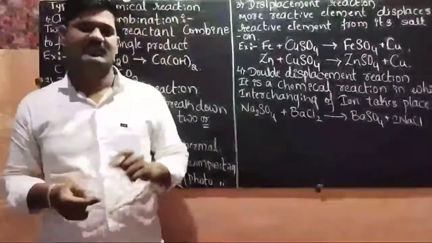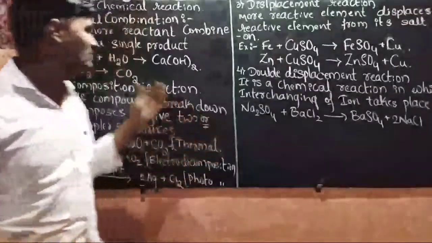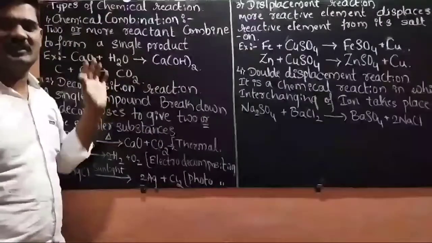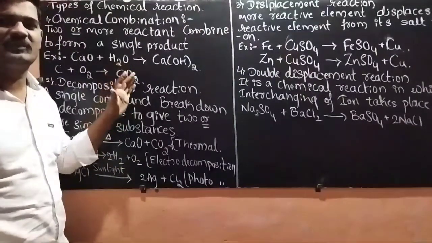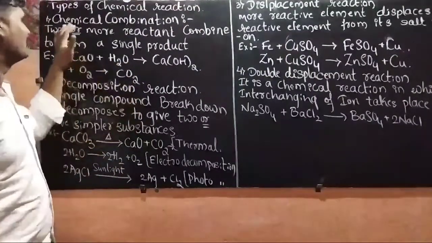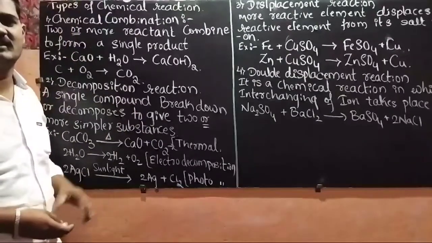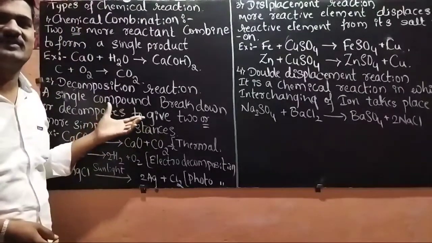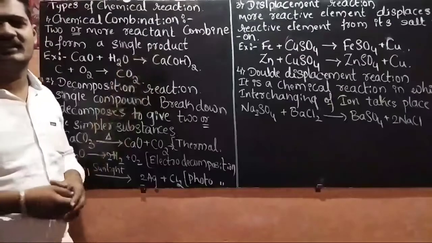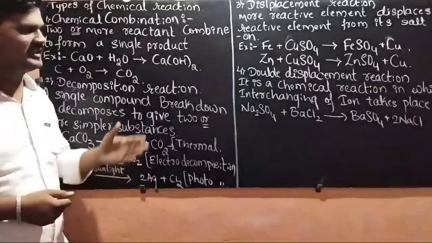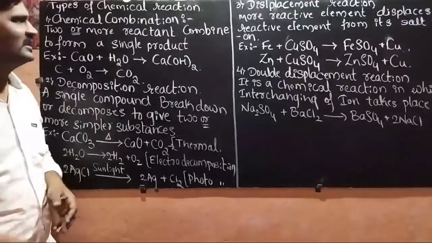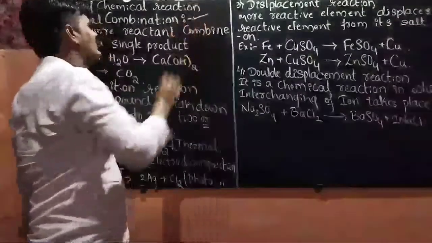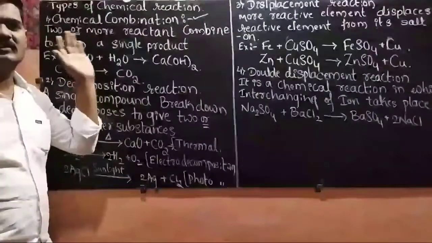Dear students, in this lecture we will study the types of chemical reaction. We will study mainly four types. The first one is chemical combination, the second is decomposition reaction, the third is displacement reaction, and the fourth is double displacement reaction. So let's start. We will take the first one, that is chemical combination.